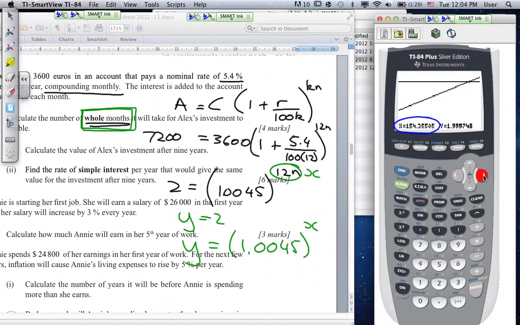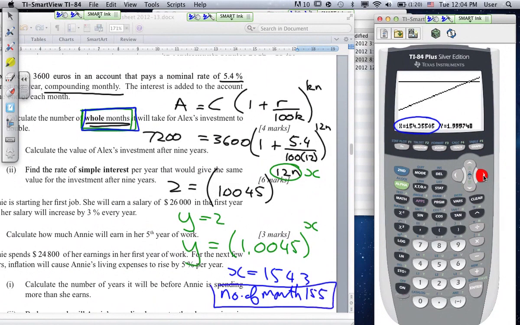So x for this intersection point, x is equal to 154.3. But notice that it said the number of whole months. Okay. Now at 154, it wouldn't quite have reached there. You're 0.3 into the next month. So the number of whole months would be 155. The number of whole months that there would be.